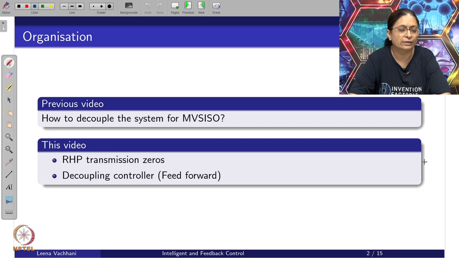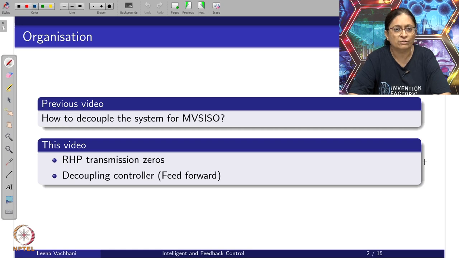Hi, in this video, we'll be looking into the concepts of decoupler and some idealistic methods for designing the decoupler. Let's start seeing what is this decoupler and why do we need it.